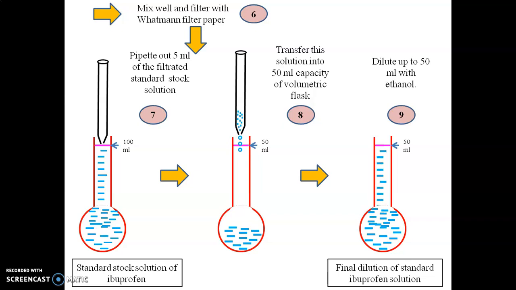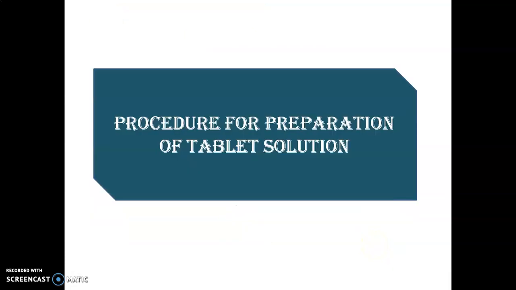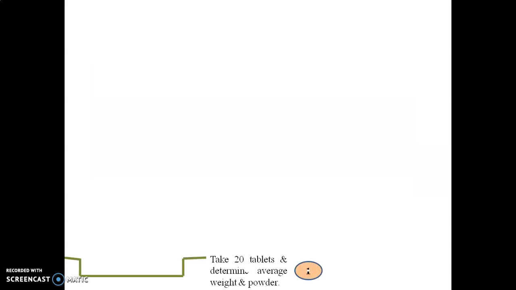So this is the final dilution of the standard ibuprofen solution, and make the label on the same volumetric flask as the final dilution of standard ibuprofen. Then we have to prepare the tablet solution. So we have to see the procedure for the preparation of tablet solution.